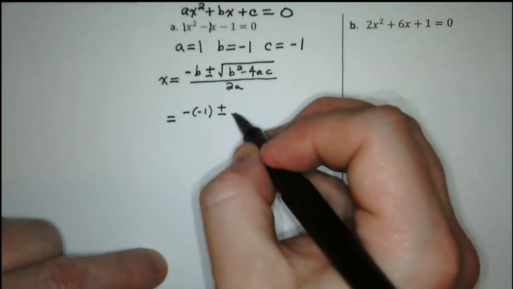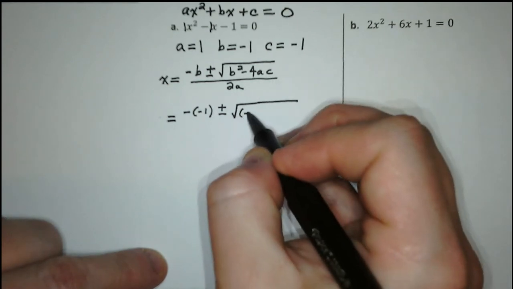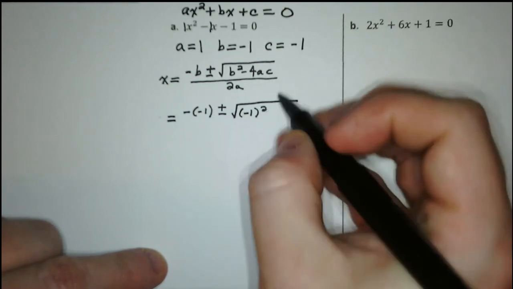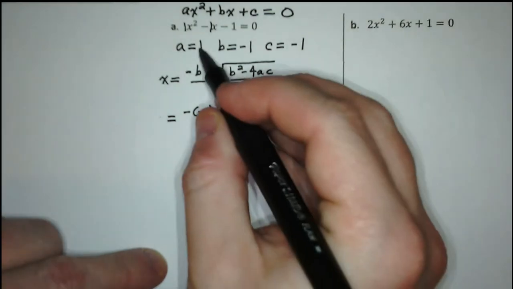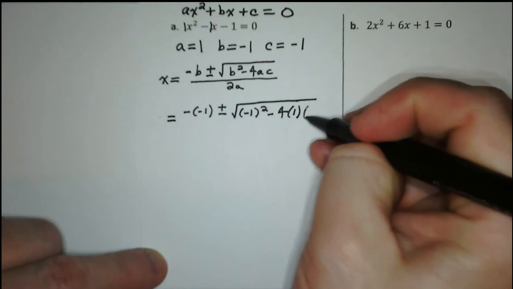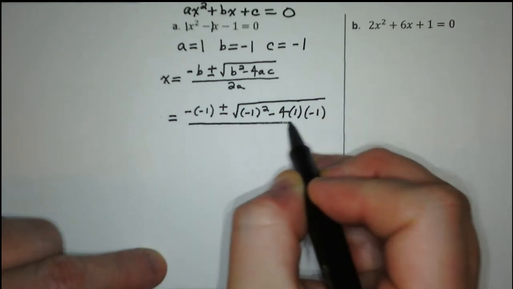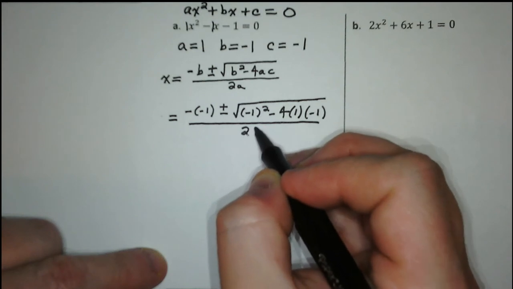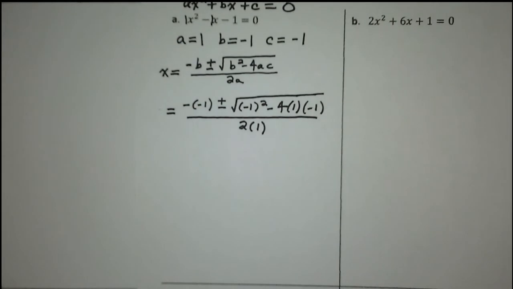-1. And then under the square root, I'll have -1 squared minus 4. Now, what was my A? 1. That's always good. And then my C value is -1. All over 2 times my A value, which was 1. So there we go. At this point, I've plugged in all of my proper A, B, and C values. Okay.